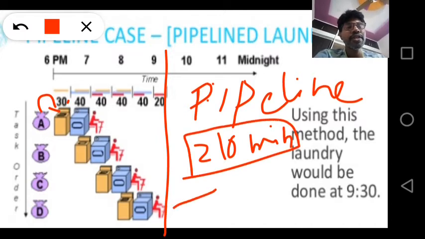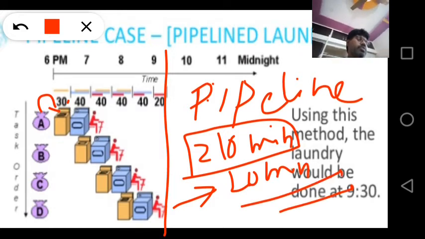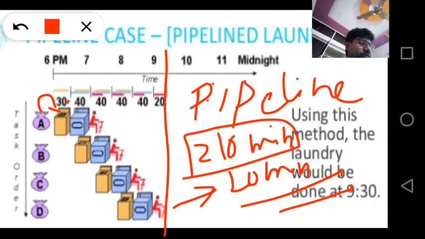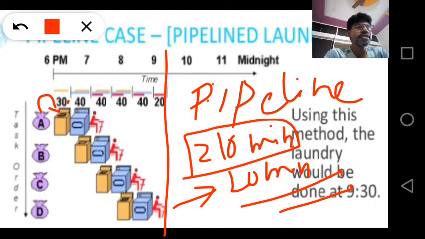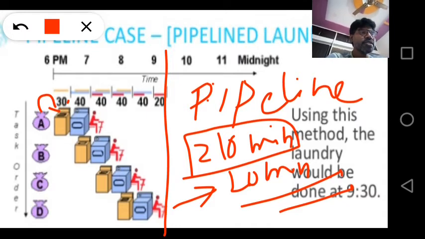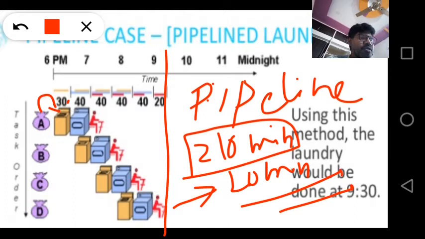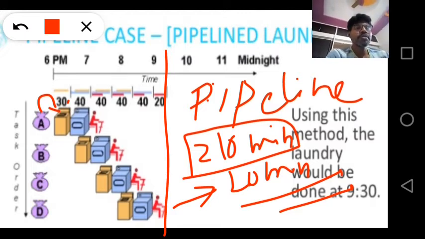Then after this, for every 20 minutes, you get one laundry to be completed. This is the most important thing. For every 20 minutes, you get one laundry. So this is the most efficient technique which can be used for faster processing. This is called pipeline technique.